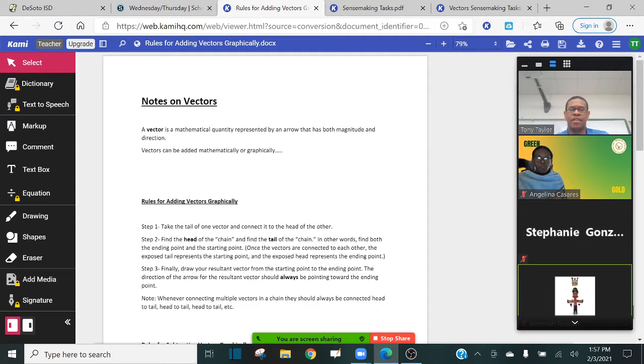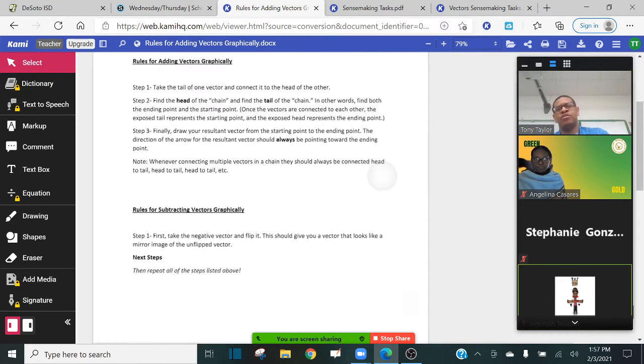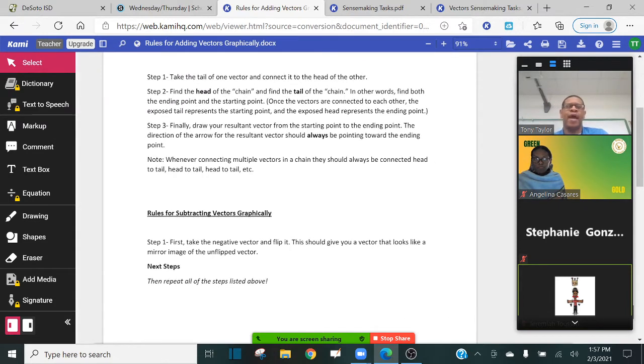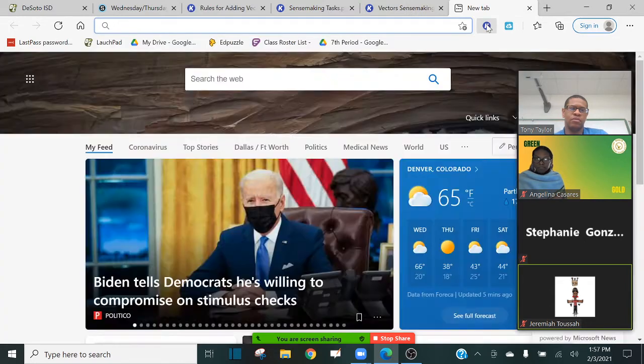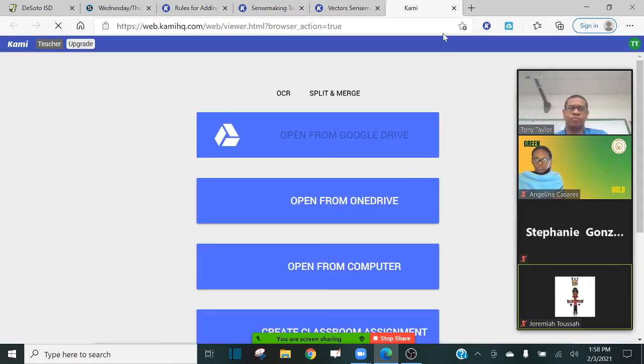But guys, we've already talked about how to add vectors graphically. We talked about that last time. Of course, I went over several examples with you guys. On today, I want to show you guys how to subtract vectors graphically. Okay, so let me open up a new Kami sheet.